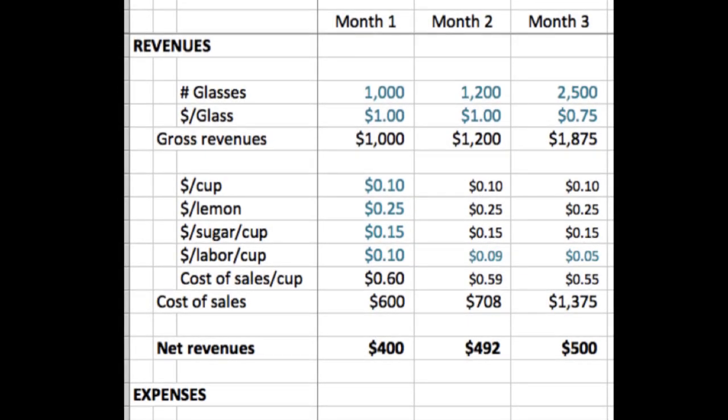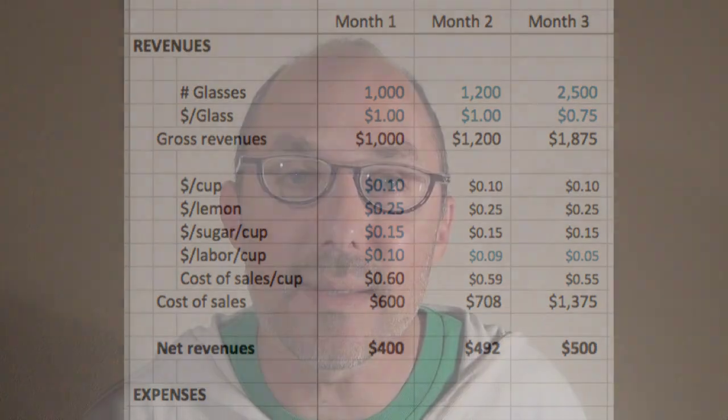I'm also going to drop the price. One way I'm going to say we're going to sell more is we're going to drop the price to 75 cents. And I'm going to assume that, again, we don't need any more people to make these glasses, so the cost of labor per cup is going to drop all the way to 5 cents. So our total cost of goods is 65 cents now, and our total cost of sales for 2,500 glasses is $1,375. So what's interesting to note here is that when you take your gross revenue minus your cost of sales, the net revenue for this month is $500. It's only $8 more than last month, even though we sold twice as many glasses.